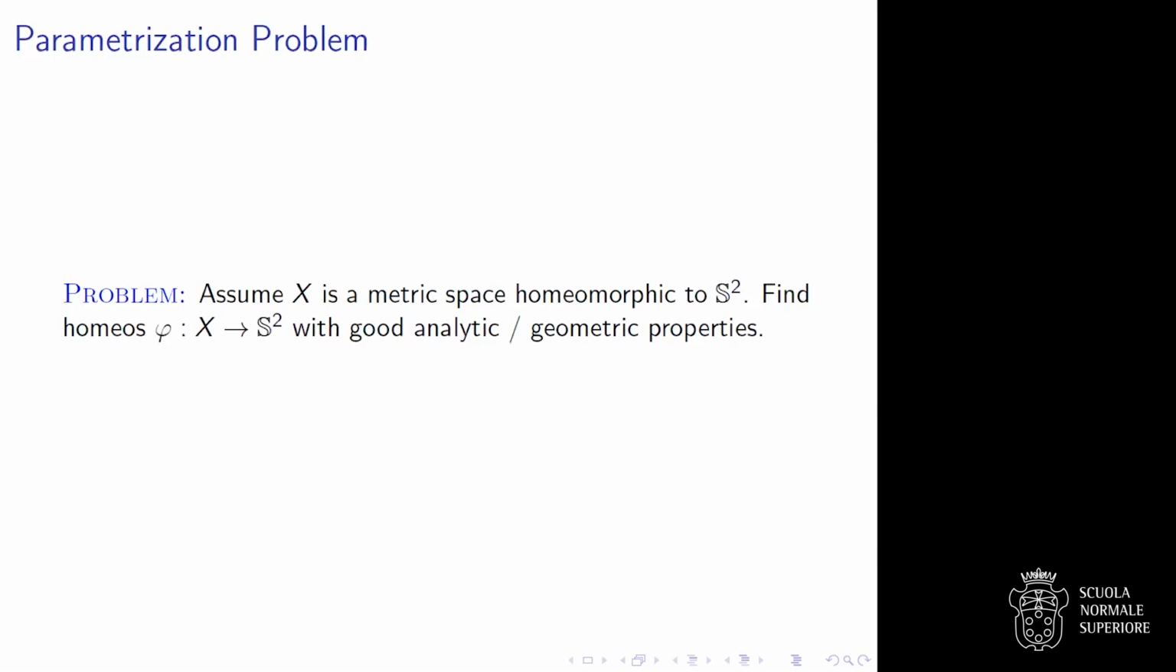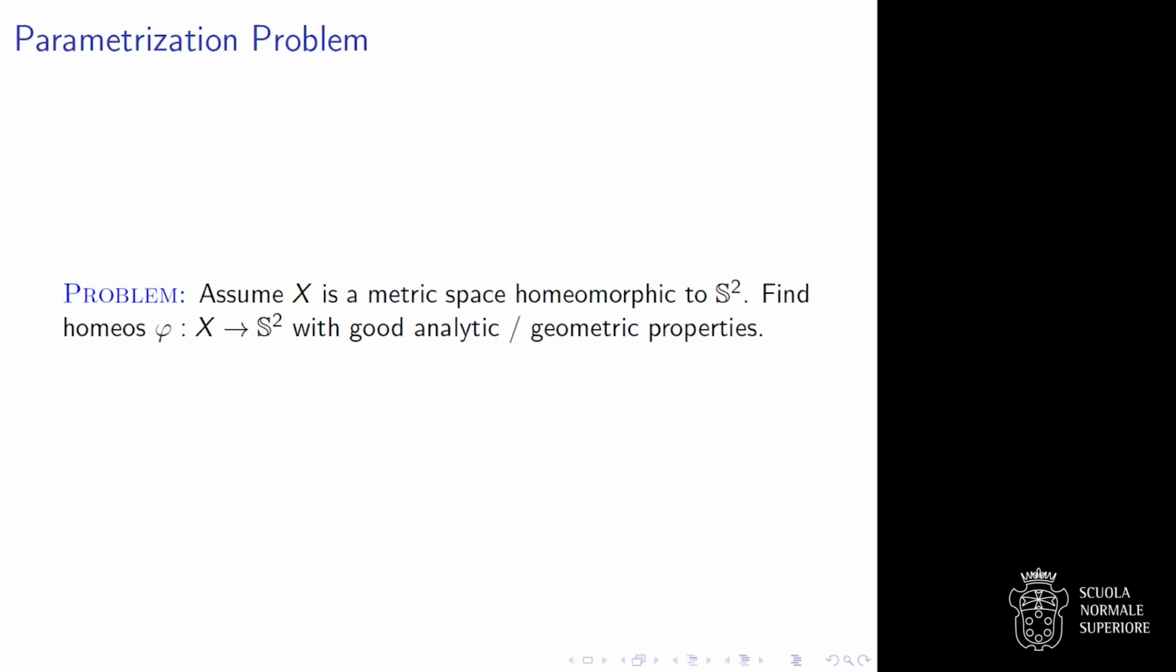First, what is the parameterization problem? You assume that X is a metric space. So the parameterization problem in general says that if you have a metric space X homeomorphic to, I will only talk about S², then find a homeomorphism from X onto S² with good analytic and geometric properties. There are many classes of homeomorphisms one could consider, like the bi-Lipschitz class, which Stefan mentioned yesterday.